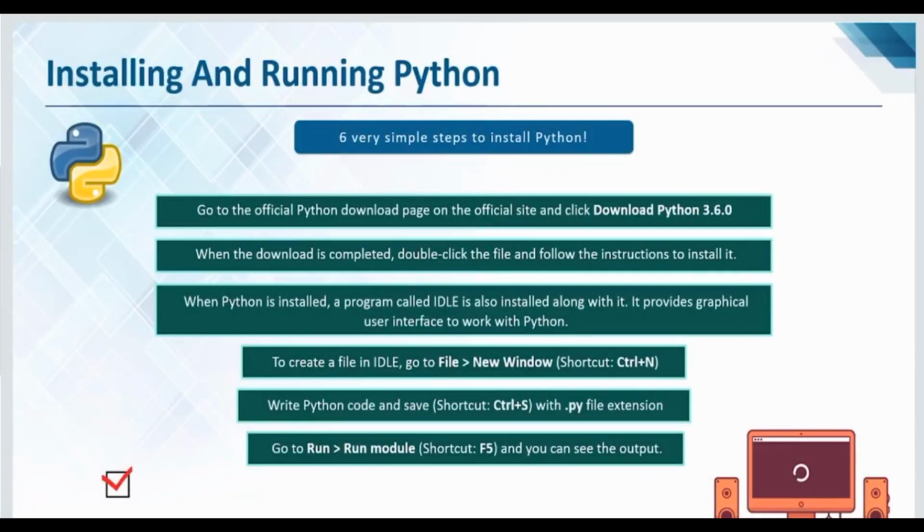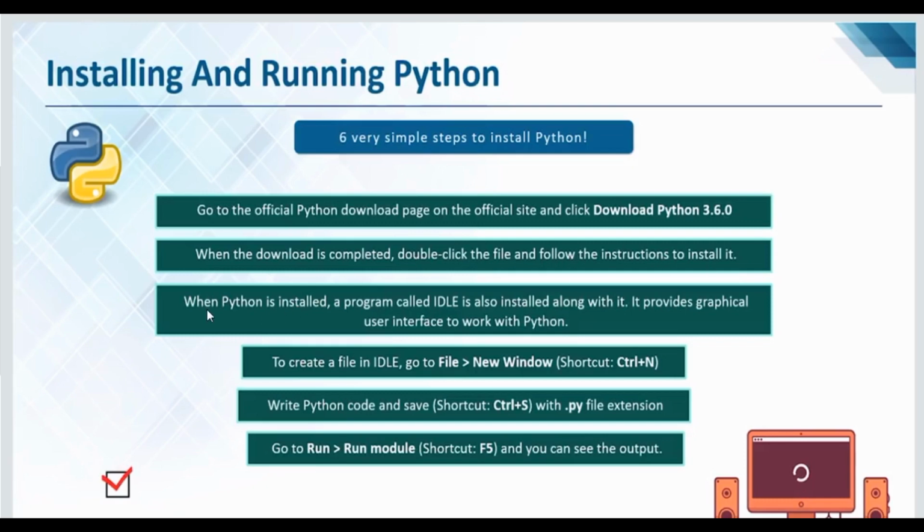Next thing, how to install and run Python. So there are 6 simple steps to install Python. So first step, you have to go to the official website of Python, that is python.org, and download Python 3.6 or 3.8, whatever the updated version, and then double click on that file and follow the instructions to install it.